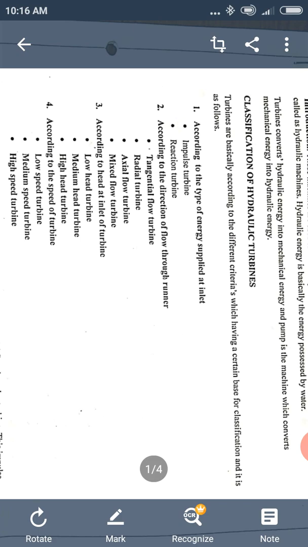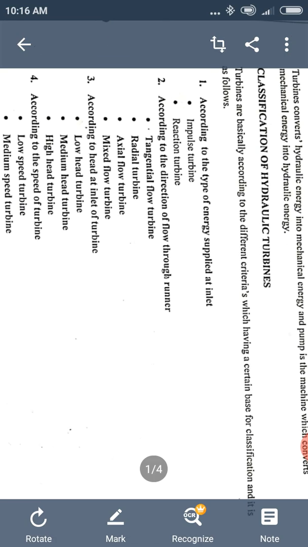And according to the direction of flow through the runner, it may be a tangential flow turbine, radial flow turbine, axial flow turbine, or mixed flow turbine. If the water enters the bucket tangentially, it is called tangential flow. If the water enters the turbine radially, or perpendicular to the shaft, it is called a radial turbine. And if the flow is axial, that is, parallel to the turbine shaft, it is called axial flow.